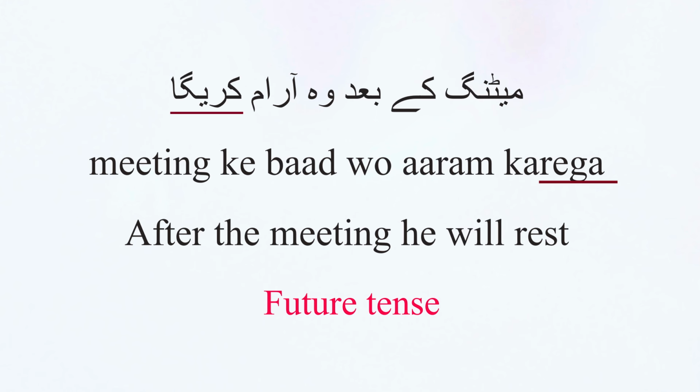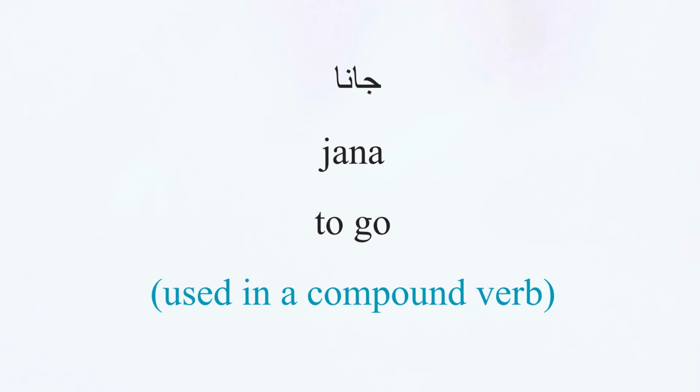Now let's take another subject called Aisha. Aisha is a female subject, and for her, we're using the verb Jana. Do you know what it means? It means to go. Jana is used as a compound verb, so I'll use it in many different contexts. If you don't know what compound verbs are, I'll link the video here if I've already posted it.